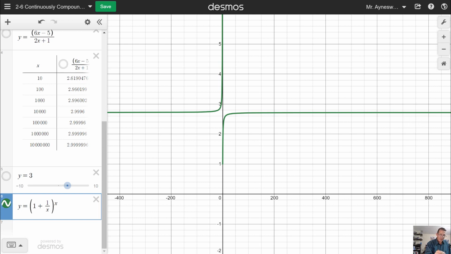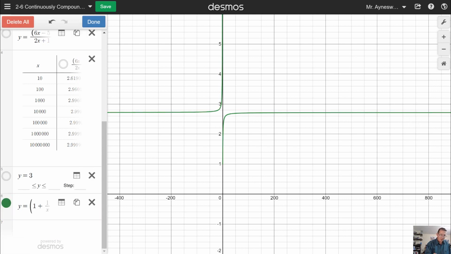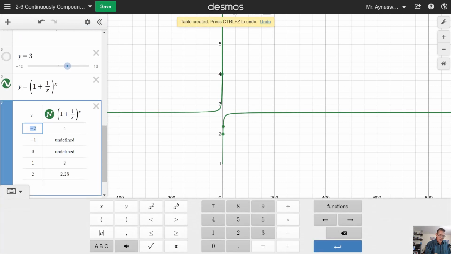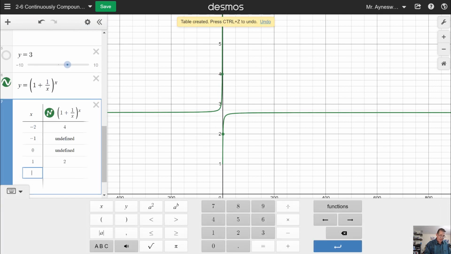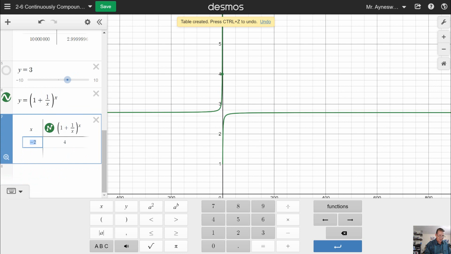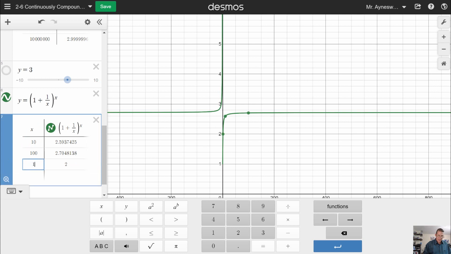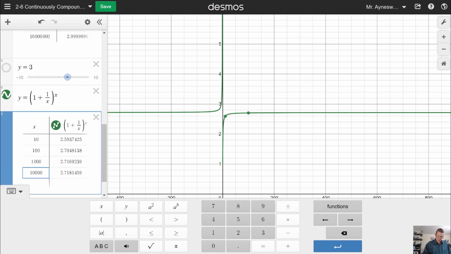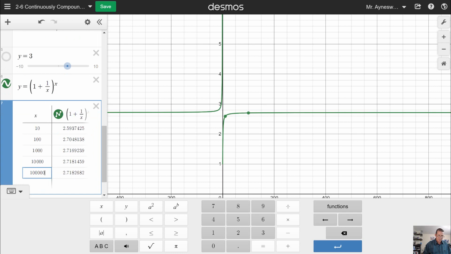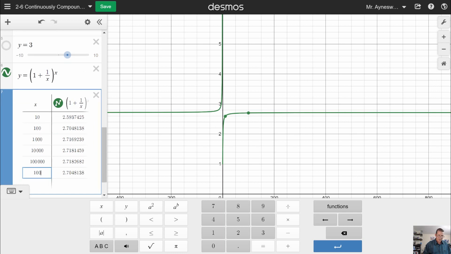So let's get a table again. Here we go. We're going to duplicate it, and then get a table in the second row. Then we're going to enter in some really big numbers because we want to see what happens to the y values when x gets large. So type in 10, 100, 1,000, 10,000, 100,000, a million, which has 6 zeros, 10 million.